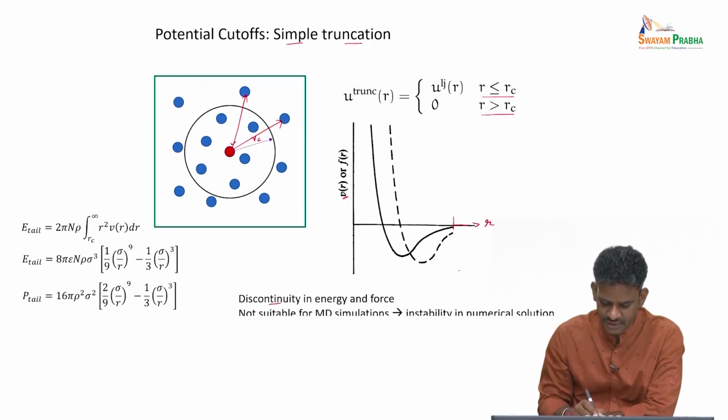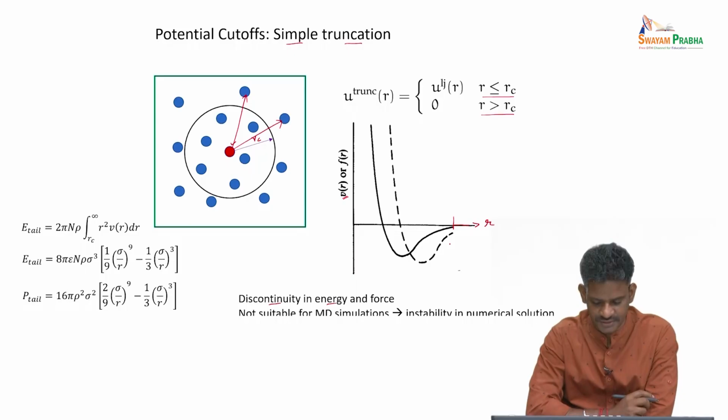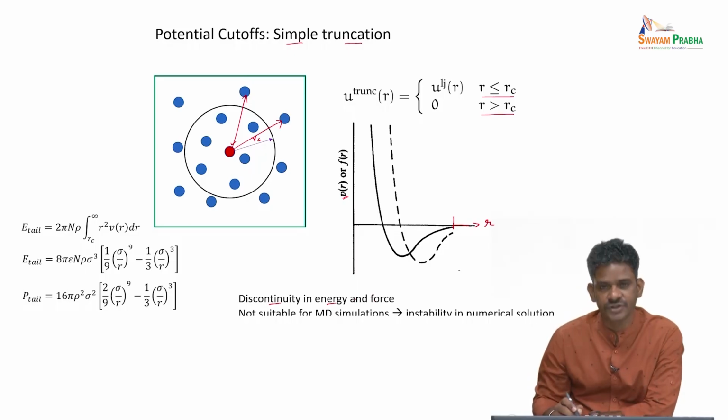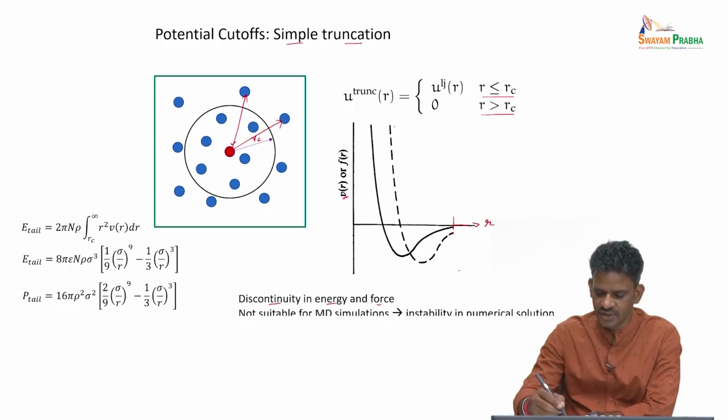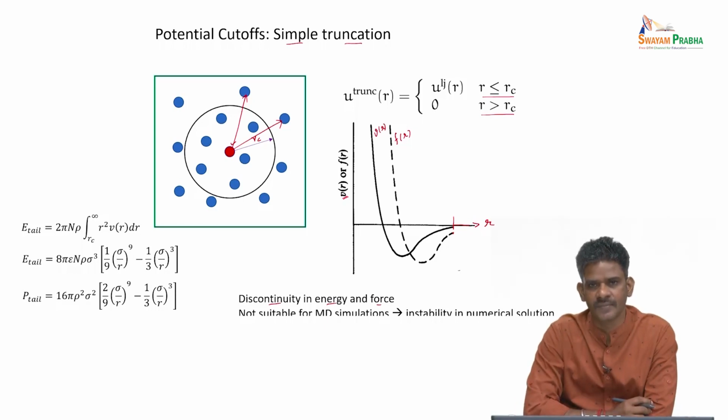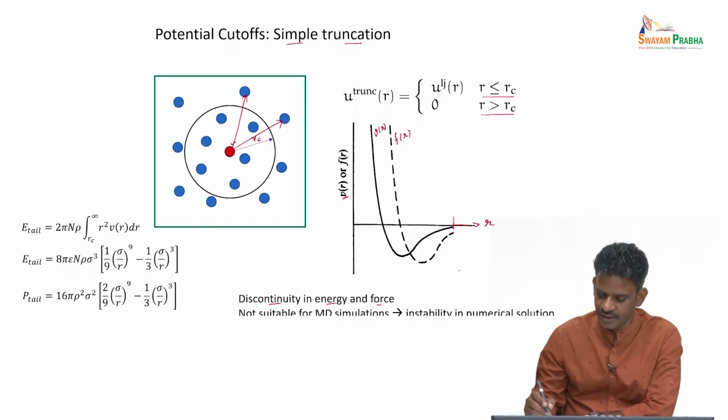So, we see that there is a discontinuity in the energy at r equal to Rc. And if I calculate force, because in MD simulations we use the forces to update particle positions and velocities using Newton's law or Hamiltonian mechanics, the calculation of force also shows a discontinuity at this particular point. The dotted line here is the force, and the continuous line here is the potential, the Lennard-Jones potential in this case. Lennard-Jones potential is taken as an example to illustrate this concept. So, we can see that both energy and force are discontinuous at r equal to rc.